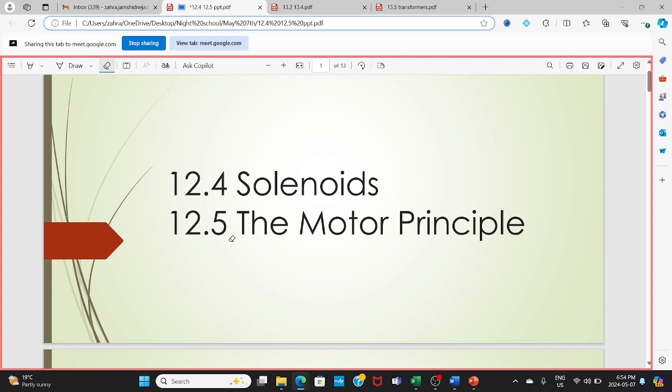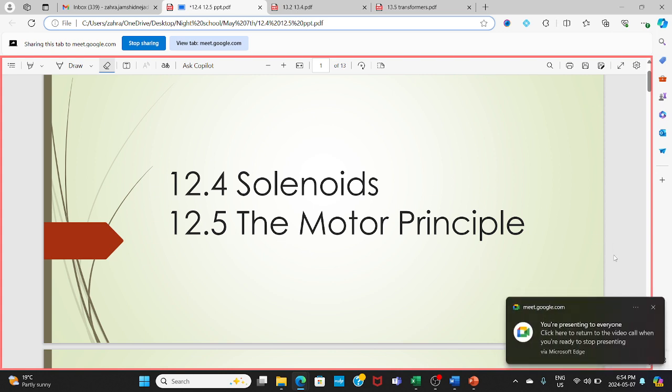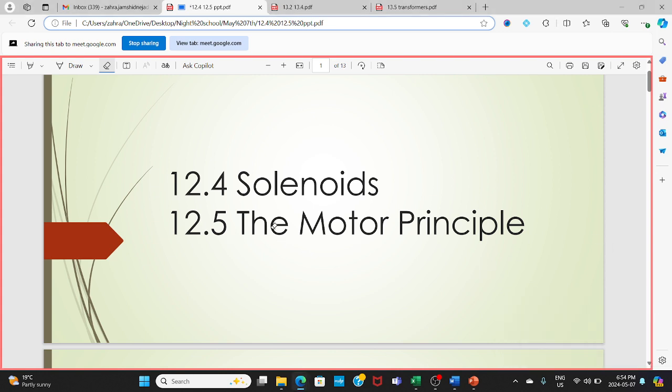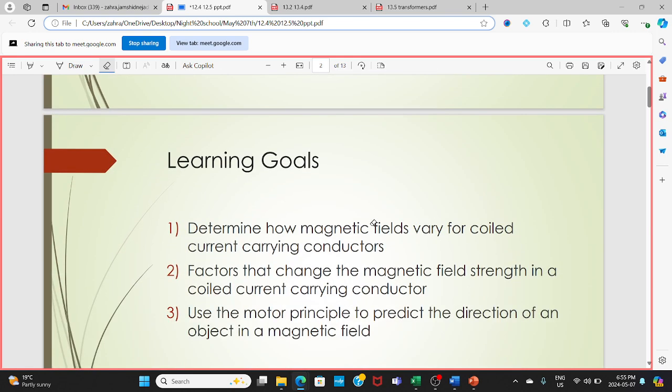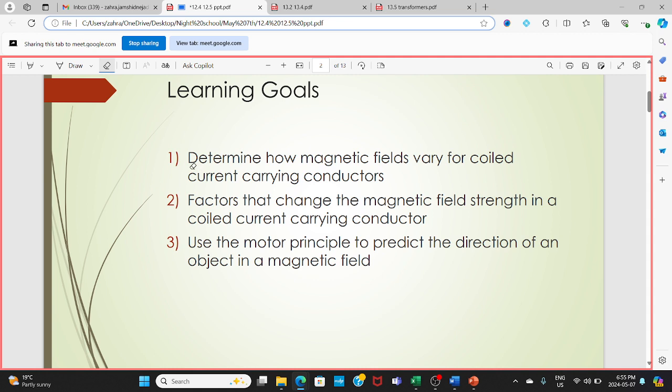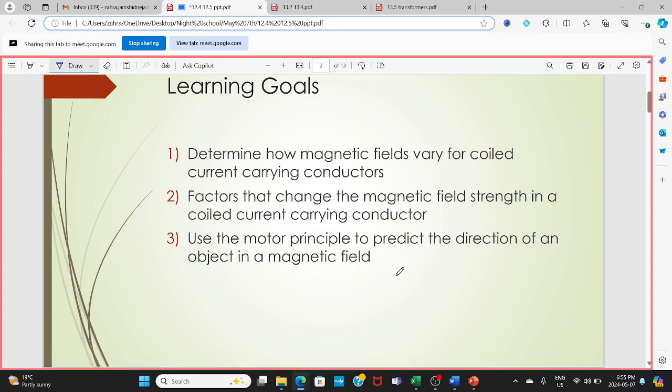Okay, so we're doing 12.4, 12.5, which is solenoid, the motor principle. Whenever I'm demonstrating something, I want everyone to try doing this, right? So we need to determine how the magnetic field varies for a coiled current-carrying conductor, the factors that change the magnetic field strength in a coiled current-carrying conductor, and use the motor principle to predict the direction of an object in a magnetic field.